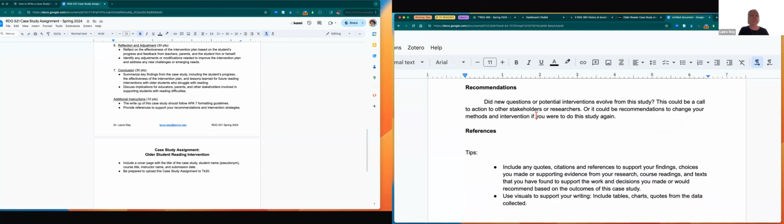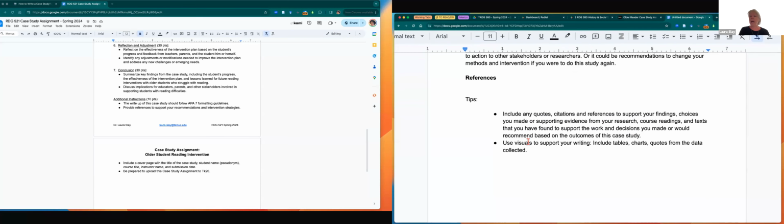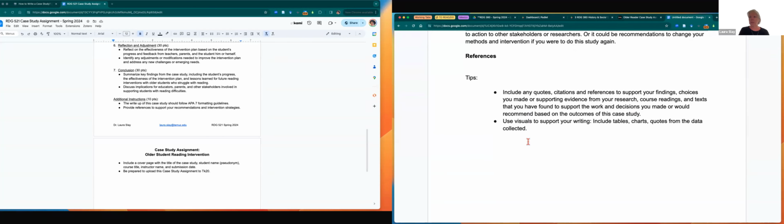So here are some tips that I have tried to add. Use quotes, citations, and references. Citations, when I mean that, those are things that are embedded in the text where you put things in parentheses.